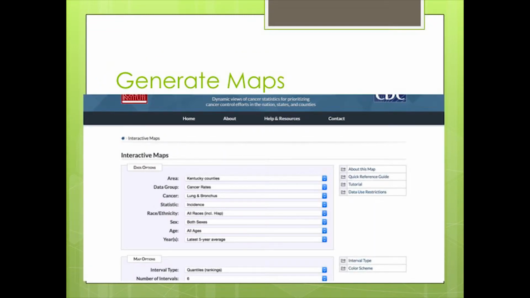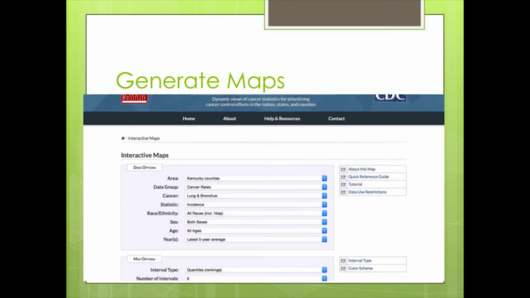And so this right here shows that we were able to decide what we wanted to look up. We could choose the different cancers and the different areas. We decided to do all counties in Kentucky, and then we could also change the interval types and who we were looking at.